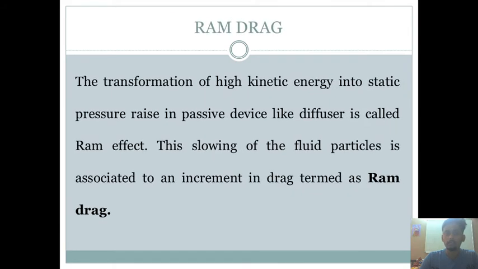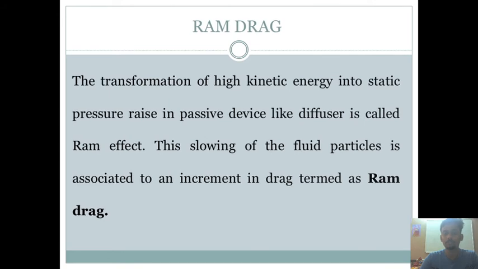Next, let us see about the ram drag. The transformation of the high kinetic energy into the static pressure rise in a passive device like a diffuser is called the ram effect. This flowing of fluid particles is associated with an increment in drag termed as the ram drag.